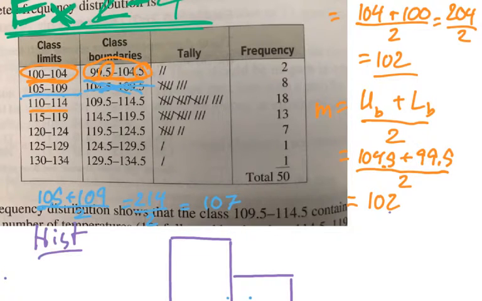110 to 114. Oh, well, 112 would be right smack in the middle there. Oh, and now look at this. It was 102 here, 107 here. Shoot, I messed that one up again. 112, right? And notice what we got here.